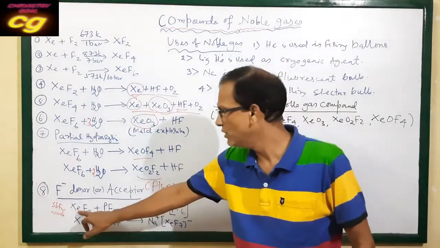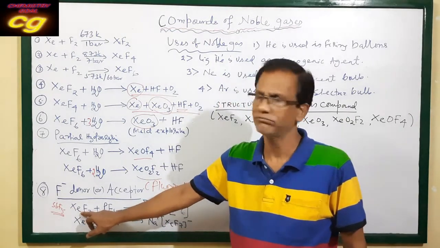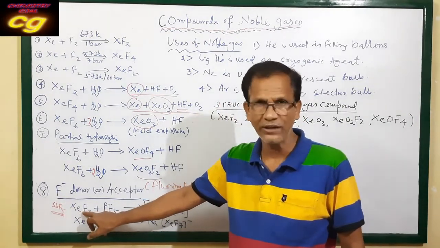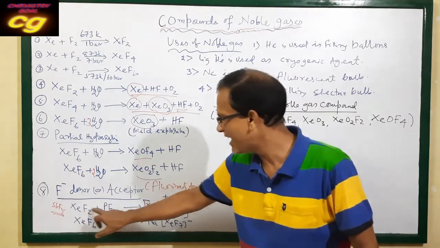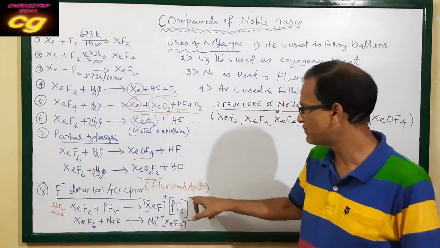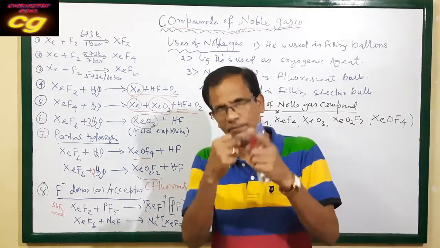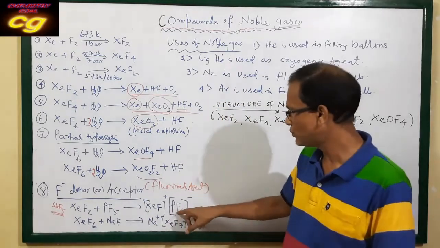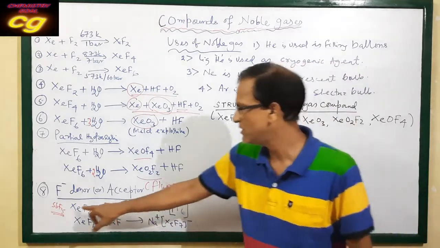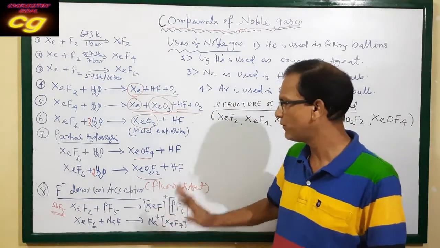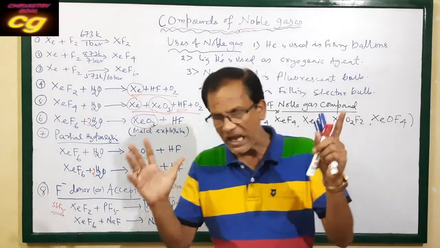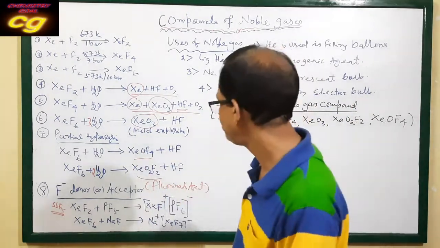Here xenon difluoride acts as a fluoride donor. It provides fluoride ions, so F minus will be accepted by PF5. PF5 accepts one F minus, so it will produce PF6 minus. Then xenon difluoride becomes XeF plus. So it produces an ionic species, an ionic compound.